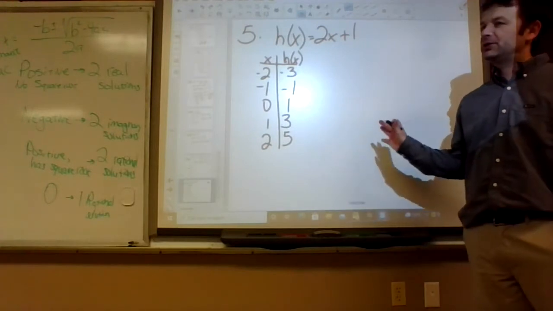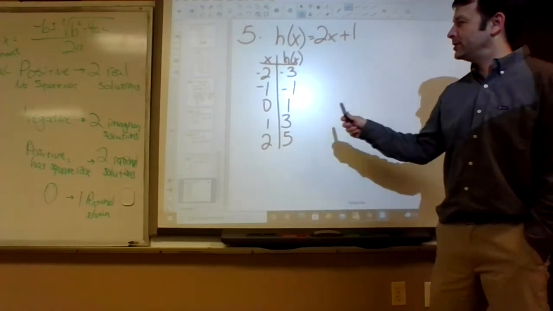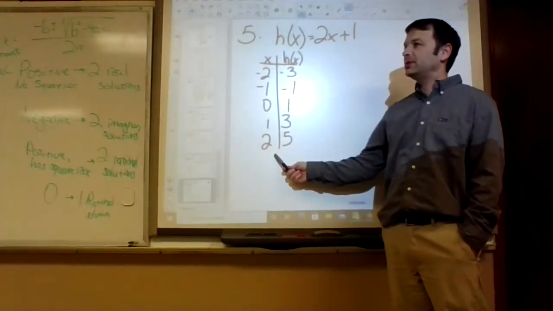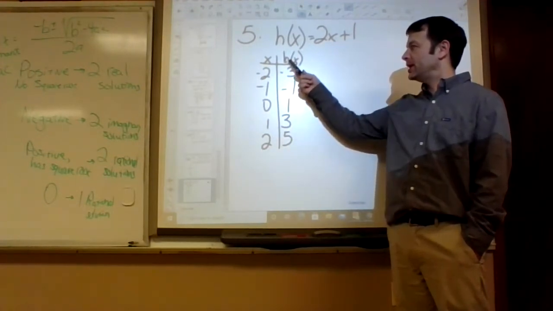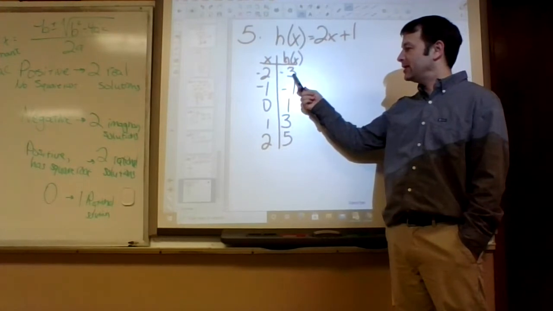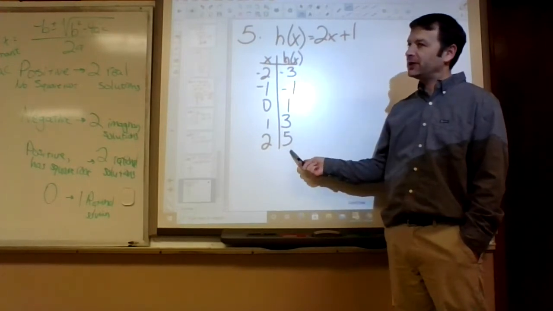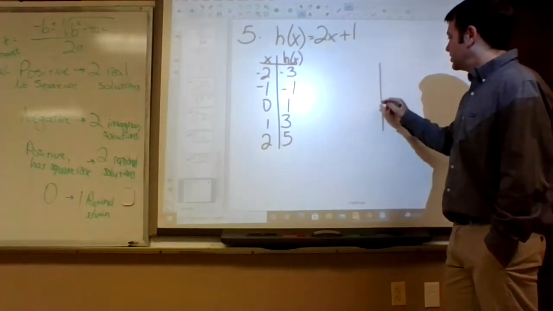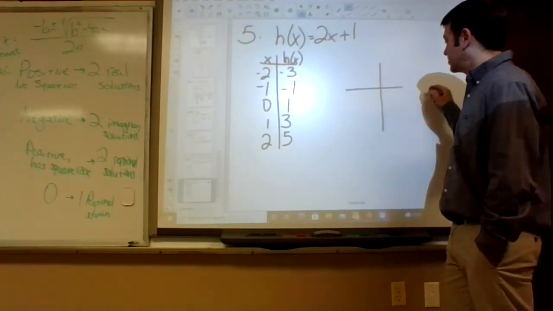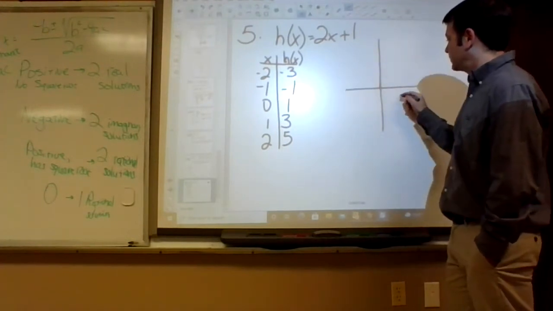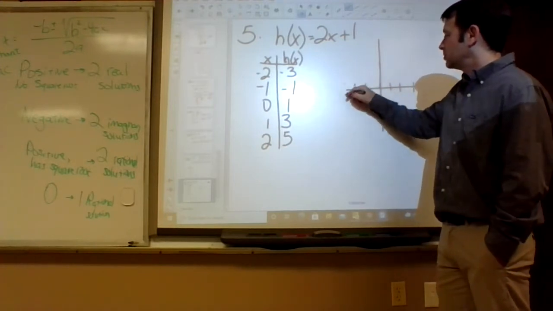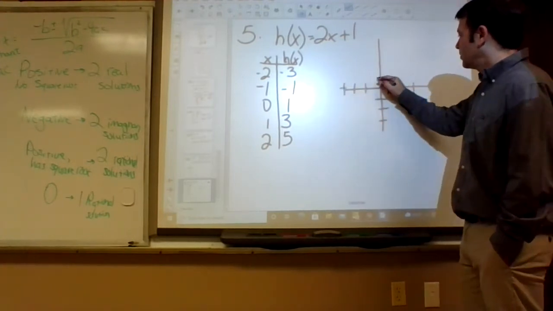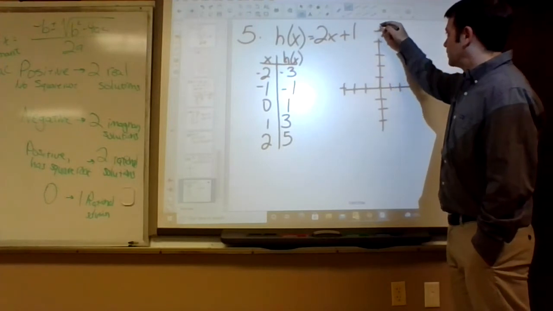Okay, so how big do I need to make my graph? Well, on the x-axis it goes from negative 2 to 2, that's pretty small. On the y-axis, or the h of x axis, it's going to go from negative 3 to 5. That's not that big. But I need to make sure it goes down at least 3 and up 5. 1, 2, 3, 4, 5.